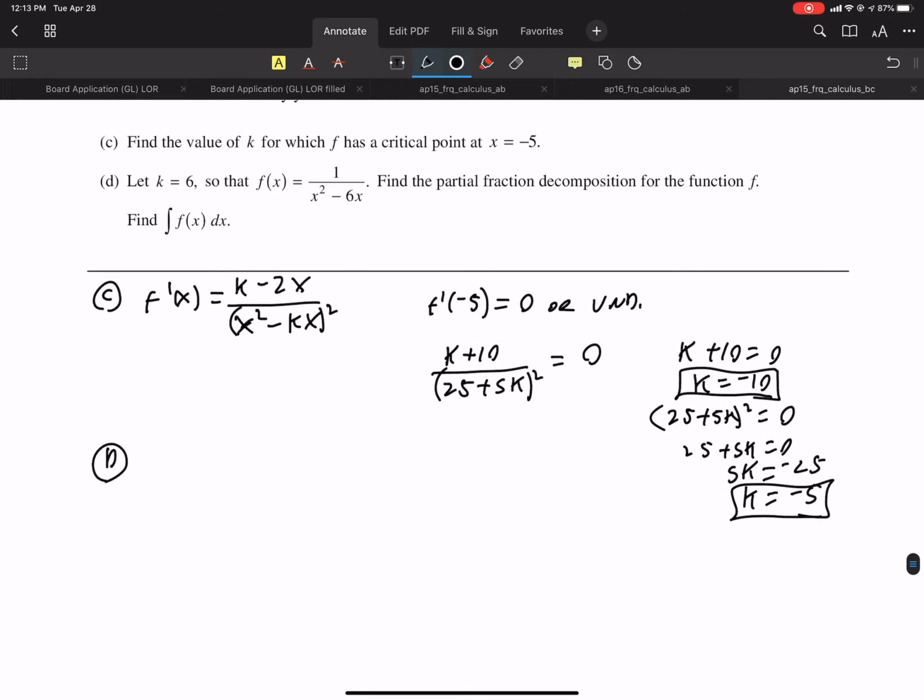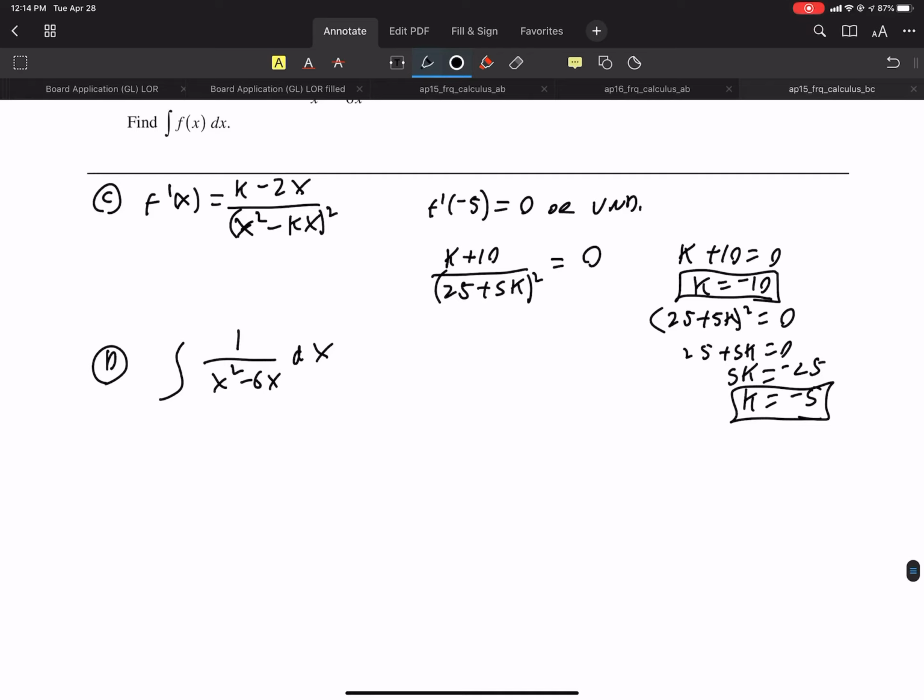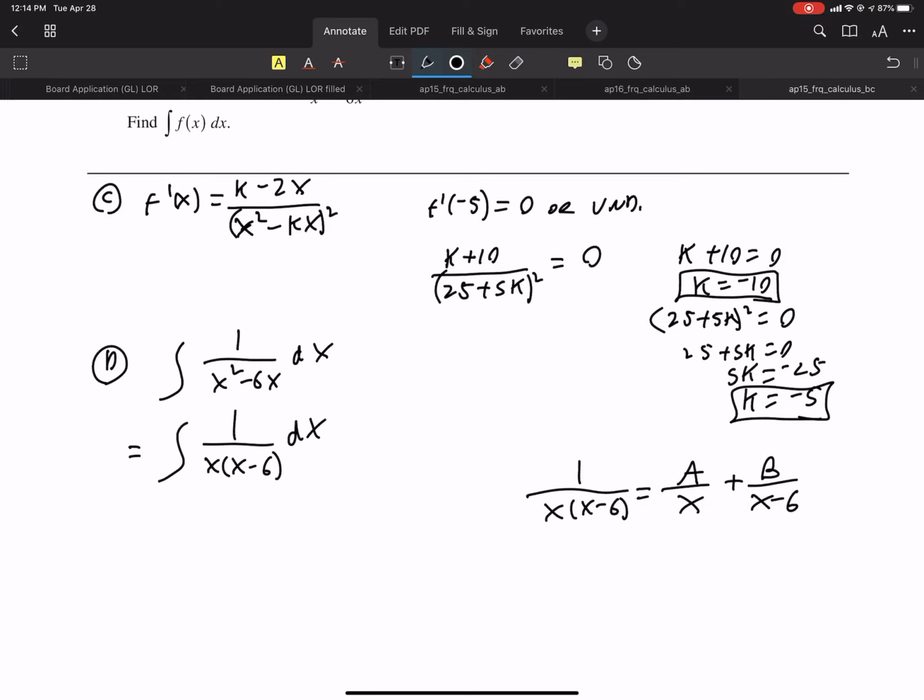So part D, we want to do a partial fraction decomposition to take the integral of f of x. So the integral of 1 over x squared minus 6x dx. So we know we need to factor the denominator. So that's going to be equal to this. I'm going to do some side work here. So the side work is going to be this. I'm going to multiply by the common denominator and end up with this.